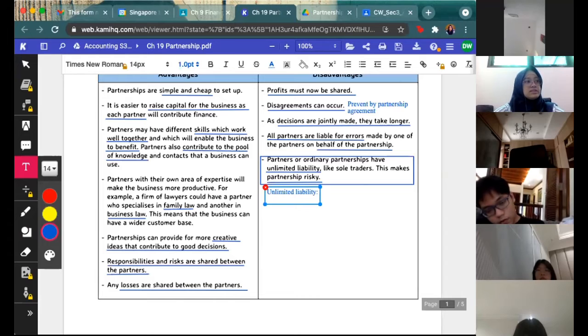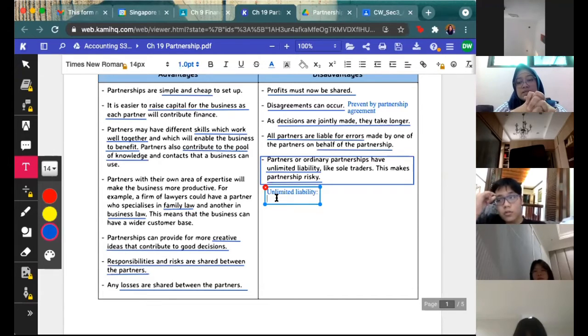I believe you already learned this in business or economics. Anyone? Kim said, does it mean like when they have debts, personal assets can be taken? Yes. Unlimited liabilities means the liability of the business is also the liabilities of the owners.